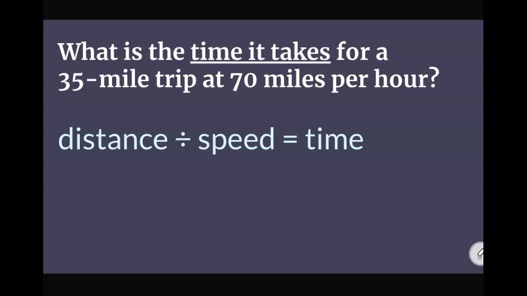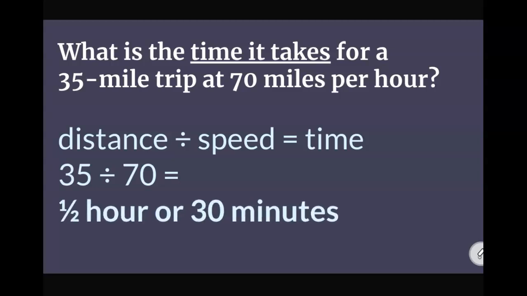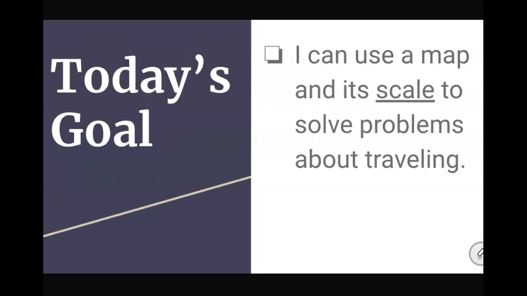Try one more. What is the time it takes for a 35-mile trip at 70 miles per hour? So this one, again, we're going to do distance divided by speed to get time. Our distance is 35 miles. Our speed is 70. So 35 divided by 70 equals 1/2. So this will take a half hour or 30 minutes.